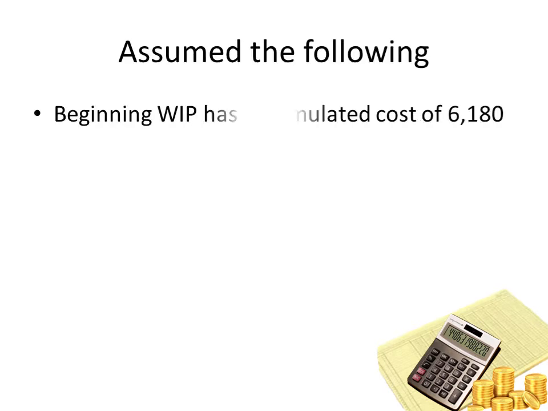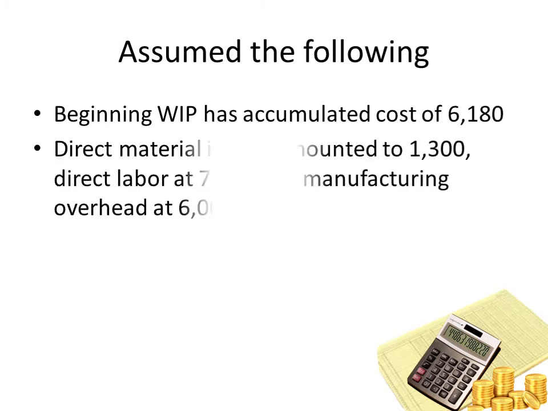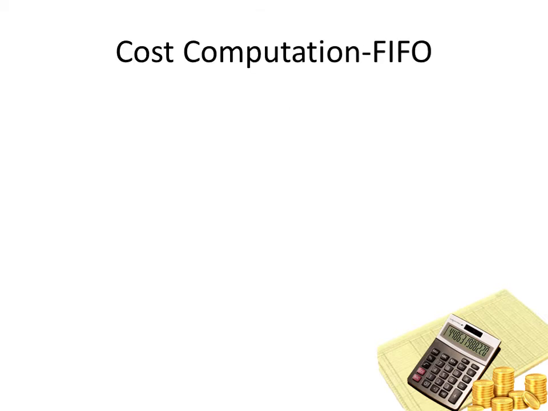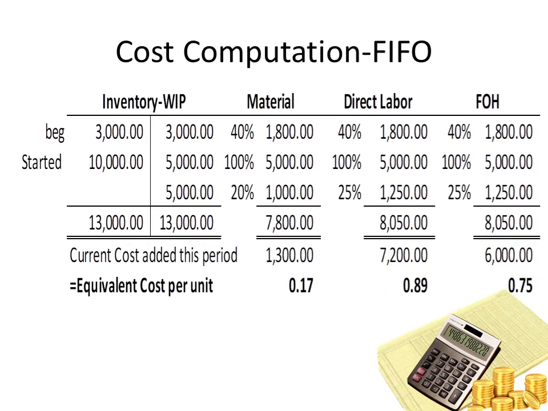Okay? So let's now assume the following. The work in process has accumulated cost of 6,180 for the beginning. And then the direct material issued amounted to 1,300. Direct labor at 7,200 and manufacturing overhead at 6,000. Okay, so let's now do the cost computation per unit. So take note, we still have the same direct material at 7,800 per EUP. And then the direct labor and the factory overhead both have 8,050.